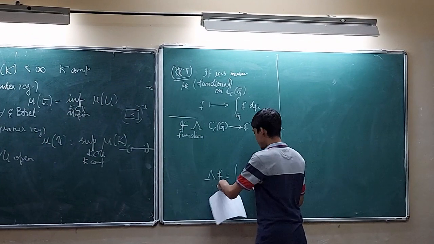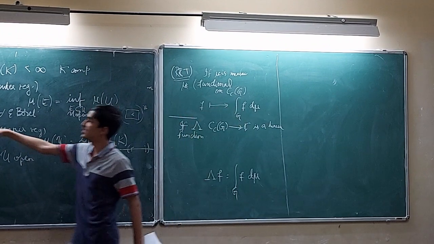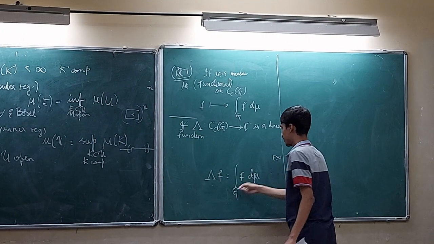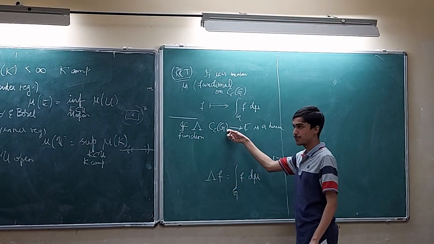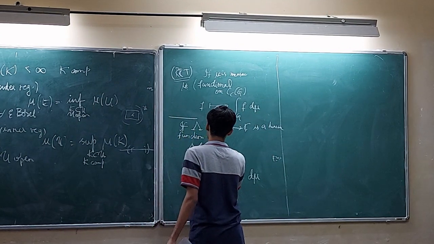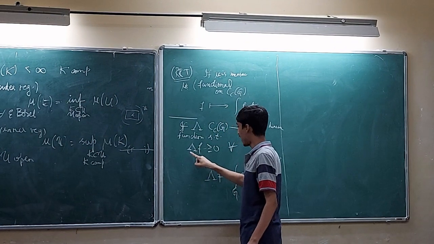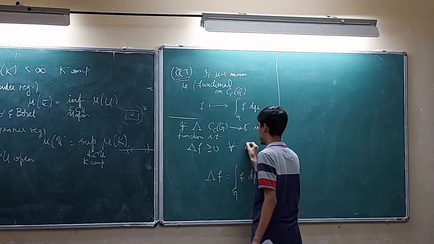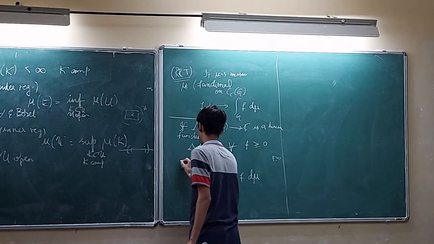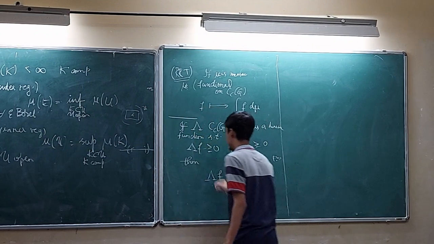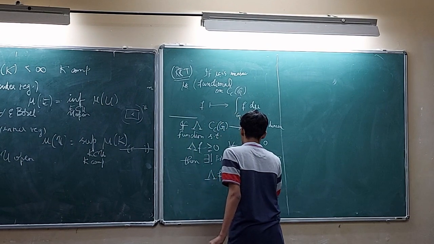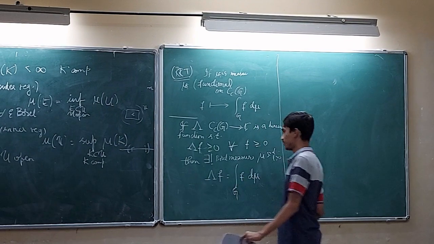But then if this is the case, our measure only takes values in 0 to infinity. So if f is positive, this integral is also positive, so my lambda has to be positive: lambda f is greater than or equal to 0. This is a complex number, but I am imposing the condition that it's a non-negative real number whenever f is greater than 0. If this is the case with lambda, then you have a unique Borel measure mu such that this happens.